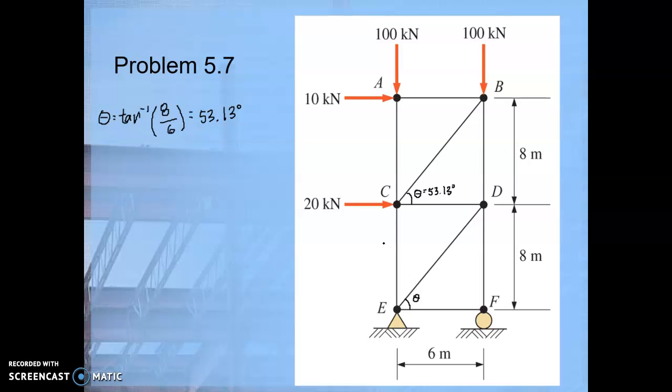The second step will be to find the reaction forces. We have a simply supported truss, meaning that it is supported by a pin and roller connection. The pin connection has 2 reaction forces. The roller has 1 reaction force. We can start by finding the reaction force at F by summing the moments about point E. So if we sum the moments about point E, they will equal 0.